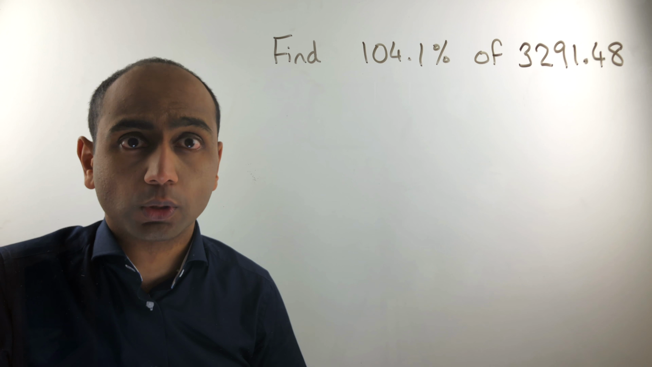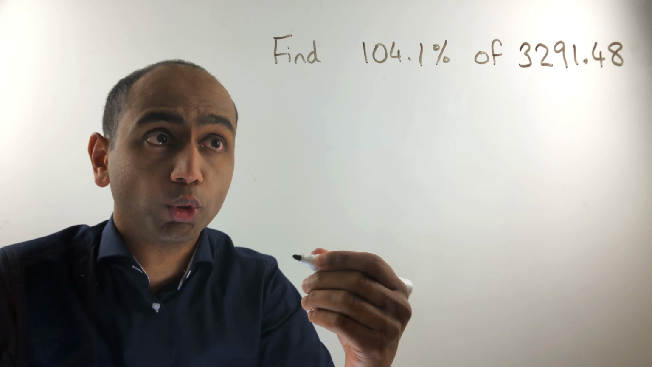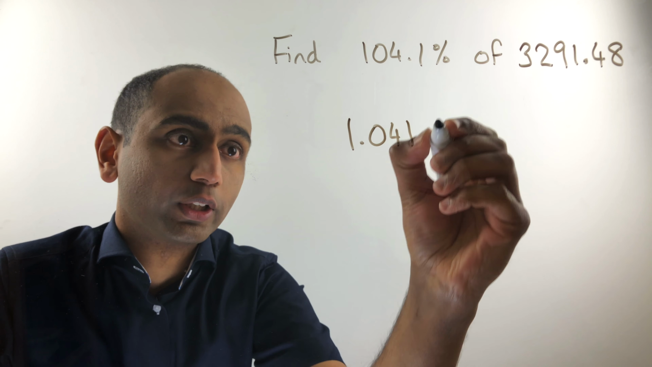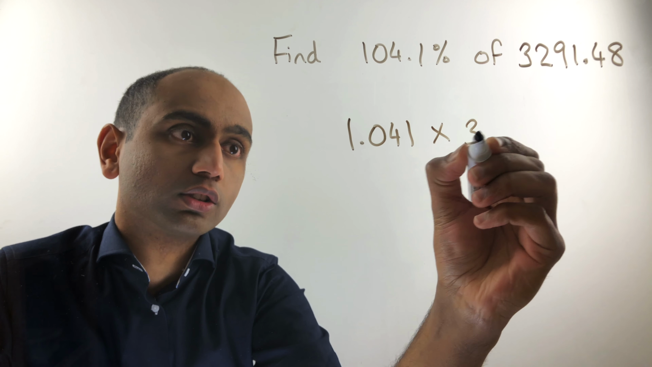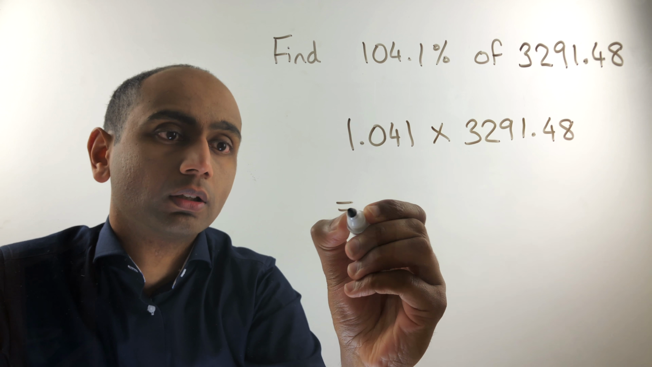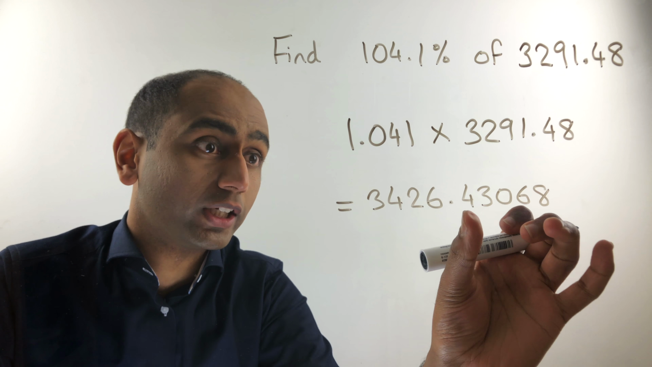Here's the final example. Pause the video and have a go at this one. Here's the answer. 104.1% is 1.041, and we're going to multiply that by 3,291.48. I pop that into my calculator and I get an answer of 3,426.4306. Now, if you've been asked to round your answer to a certain number of decimal places or significant figures, you might not need to write all of those down.